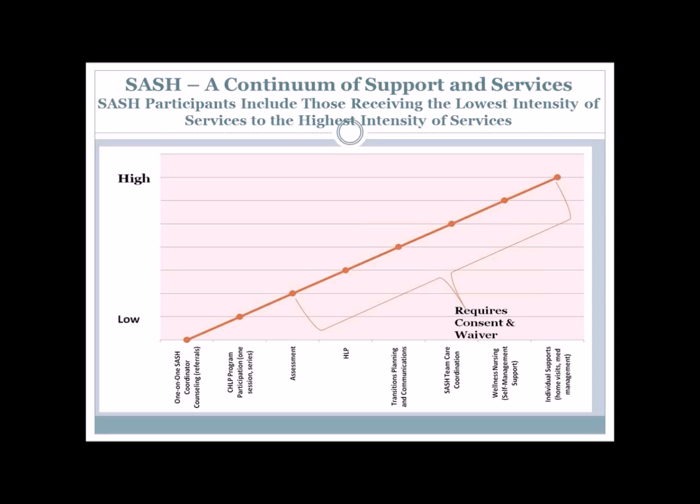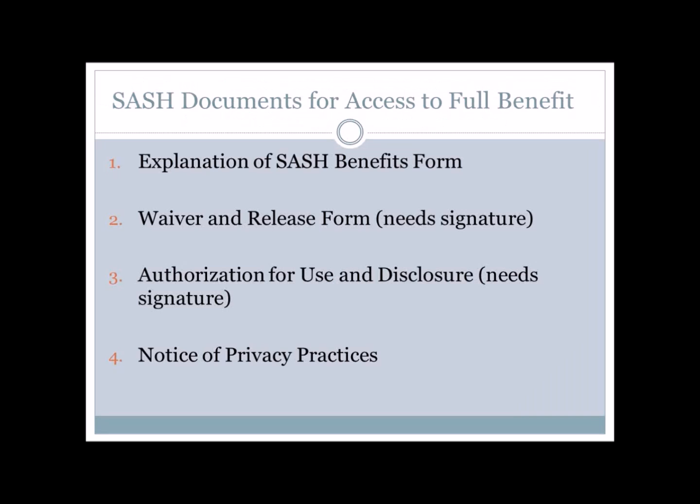So you want to start with the premise that you get people to sign up for the full benefit so that it's available to them at any point. So we're going to talk about these 4 SASH documents that you're going to be getting your potential participants to understand. Only 2 of these forms need to be signed, and the other 2 you just need to review with them. One of the forms has to be re-signed every year, so we'll talk about that as well.